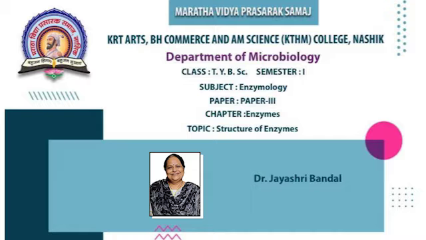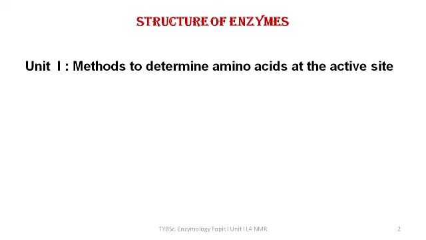Here in this class, we are going to study Paper 3 Enzymology, Chapter 1 or Topic 1 Enzymes. In Chapter 1, we have to study about the structure of enzymes. In the earlier lectures, we have already studied the other aspects regarding the structure of enzymes. In this lecture, we are going to study the use of NMR spectroscopy for determining the structure of enzymes.